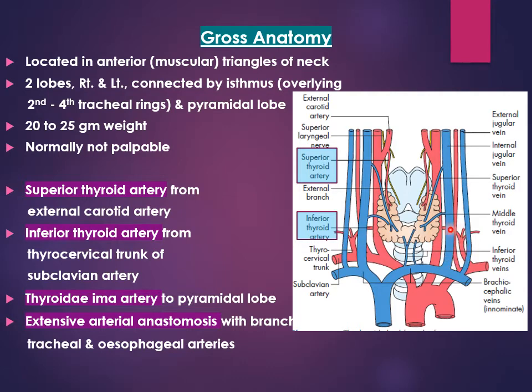thyroid artery coming from the thyrocervical trunk on either side. Then sometimes you have the thyroid ima artery and extensive anastomosis around here. Okay.